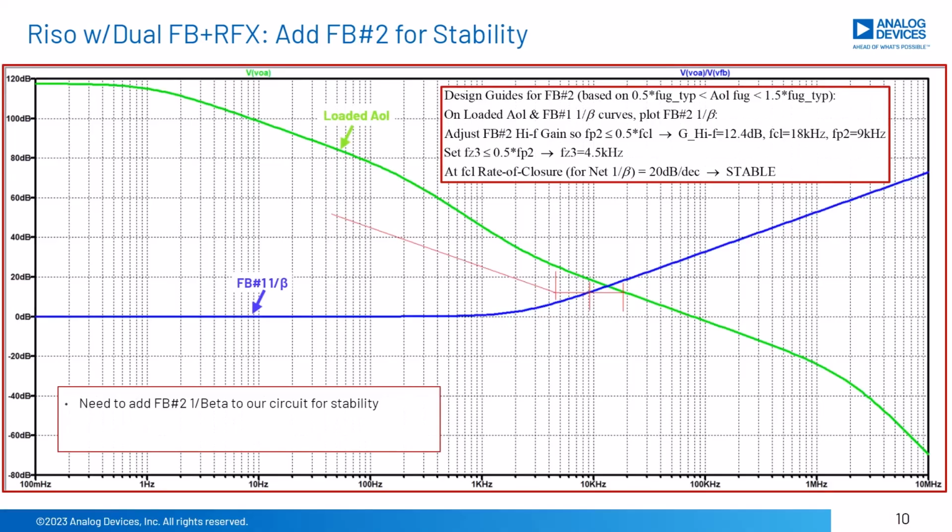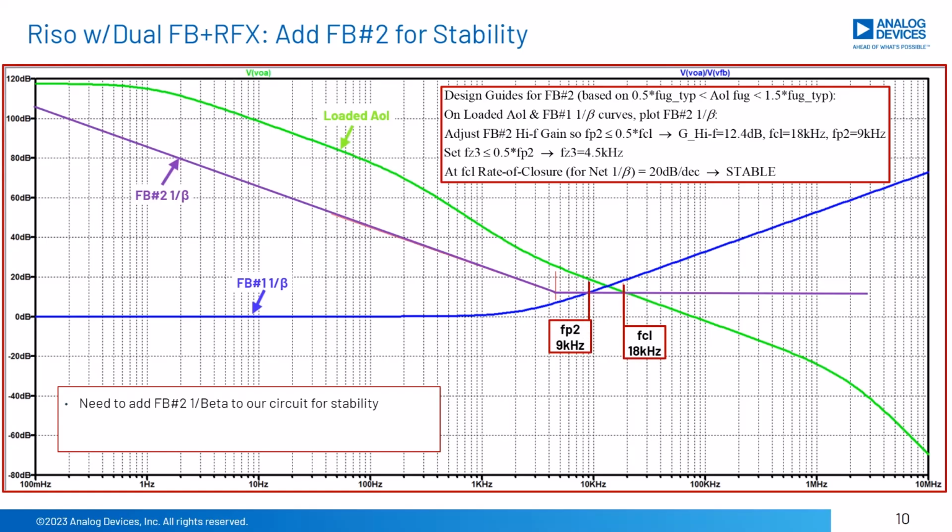On our loaded AOL and FB number 1's 1 over beta plot, we will graphically add in FB number 2's 1 over beta curve. From our dual feedback knowledge and AOL frequency tolerance knowledge, both presented earlier, we will draw in our desired 1 over beta for FB number 2. We will adjust the high-frequency flat portion of FB number 2's 1 over beta, such that FB2, here 9 kHz, equals 0.5 FCL, here 18 kHz.